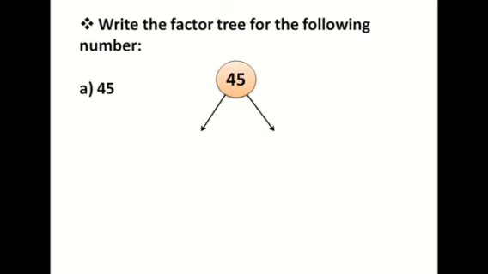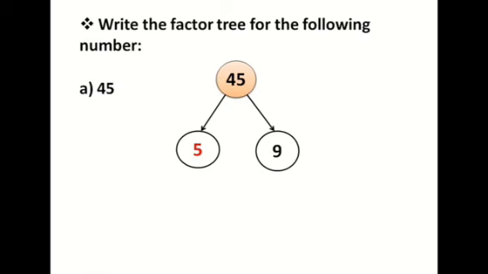Yes, you have to draw 2 arrows. So if you take 9 as one of the factors, what will be the other one then? 9 fives are 45. So at one end of the arrow you write 5 and the other one will be 9. You understood my point? Okay. So 5 is a prime number. Now 9 is a composite number, so you can break down 9.